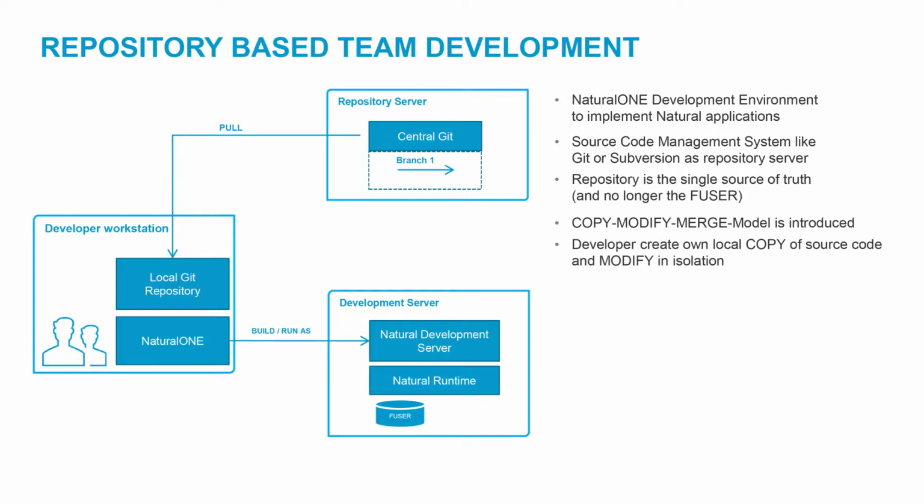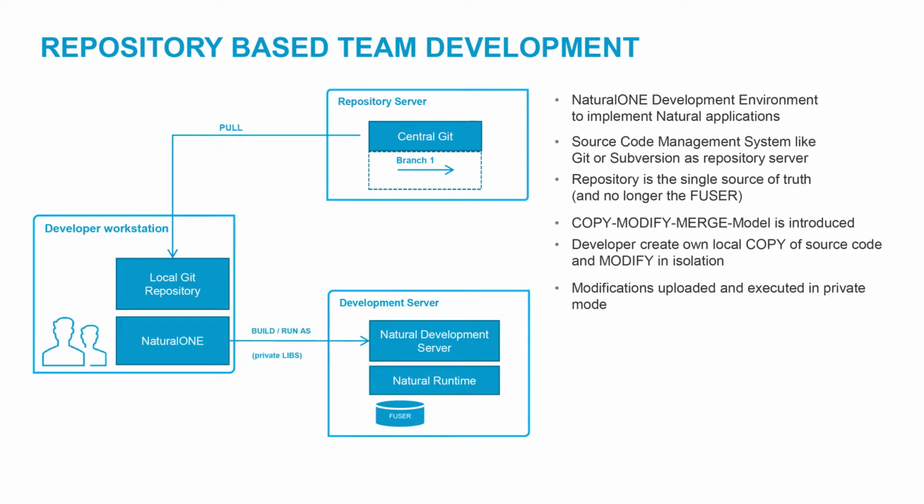A copy-modify-merge approach is introduced. Developers create a local copy of the source code, which they modify in isolation. Using a decentralized source control system like Git allows each developer to work on a local copy of the repository. The developer pulls the changes out of the central repository and implements them in their local NaturalONE environment.